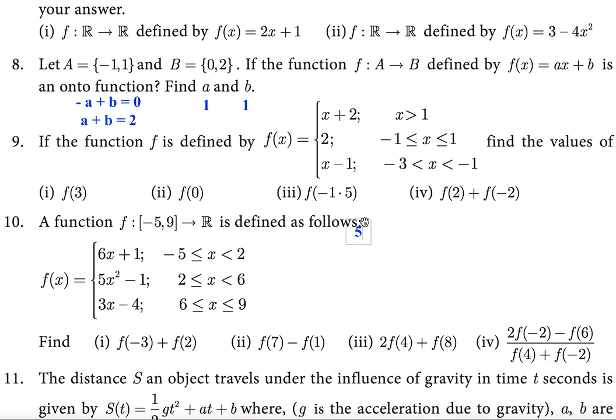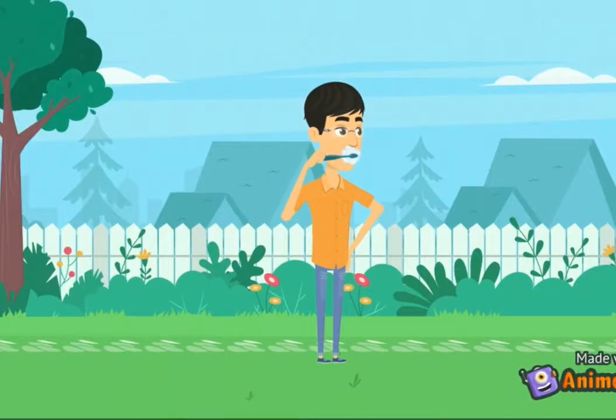What about f of 0? Oh, f of 0 is 2, because that is in the range from minus 1 to 1, right? So that is constant. f of minus 1.5. Where does it fall? Minus 3 to minus 1. Here it falls.